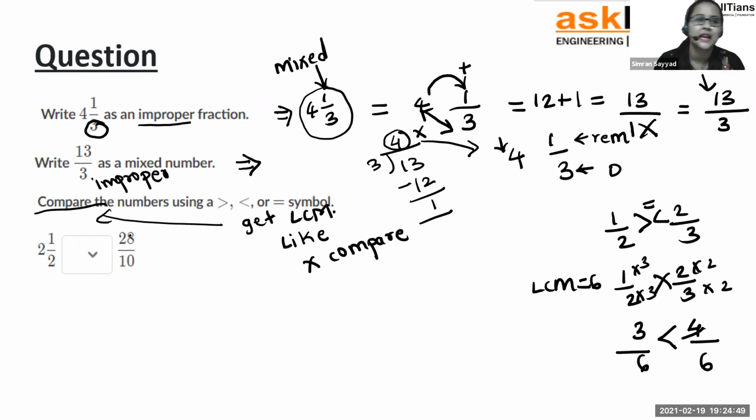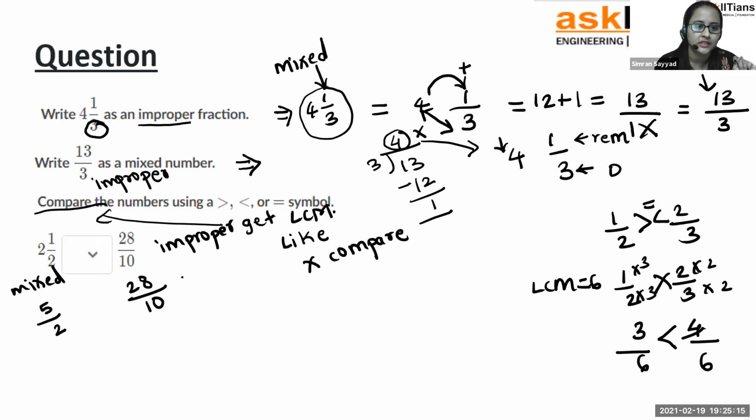Simple. Now if I look at this, I can see that this one is a mixed fraction, and tell me, what is the other one? Right. It's an improper fraction. So let's first convert this. How to convert this? 2 2s are 4, plus 1 is 5. This is 5 by 2. This is 28 by 10.